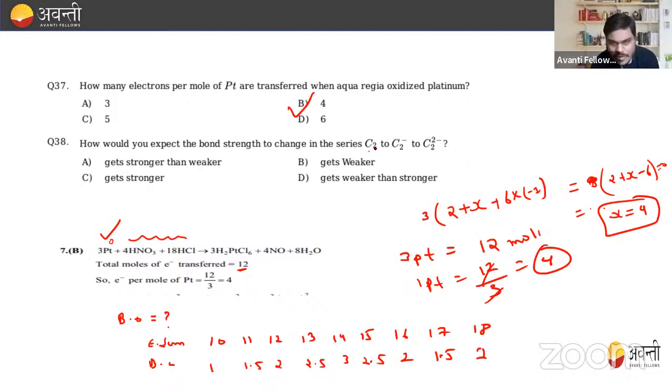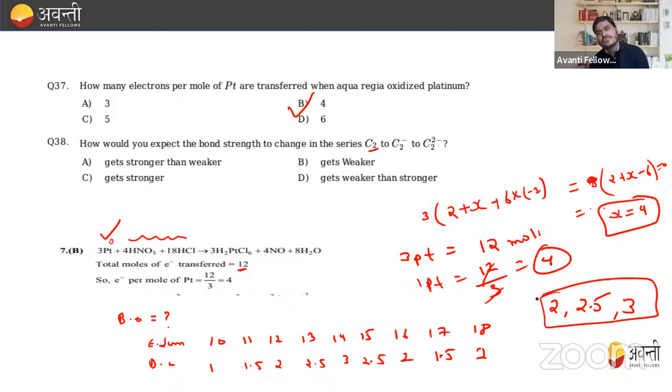Now if I'm talking about C2, how many electrons does it have, beta? That is 12. 12 electrons have a bond order of 2. Now we move to C2 negative. C2 negative has 13 electrons. 13 electrons correspond to bond order 2.5. Now, if I move to C2 twice negative, that is 14 electrons. 14 corresponds to 3.